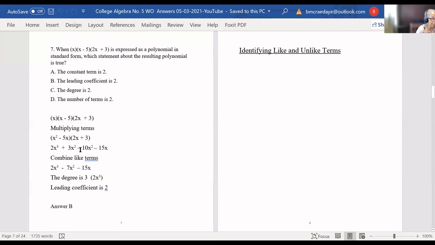The sign is a negative because the absolute value of the 10 is bigger than the 3, or another way of saying it, you have more negative than positive. So that's minus 7x to the second. So it's 2x to the third minus 7x to the second minus 15x. Now the degree is 3, not 2. All right. The leading coefficient of that term is 2. So the correct answer would be the leading coefficient is 2, answer B.